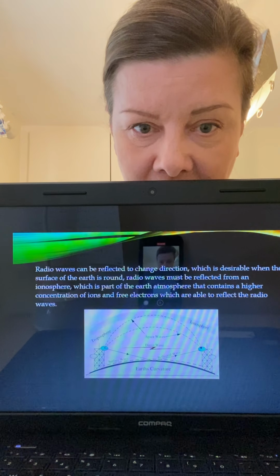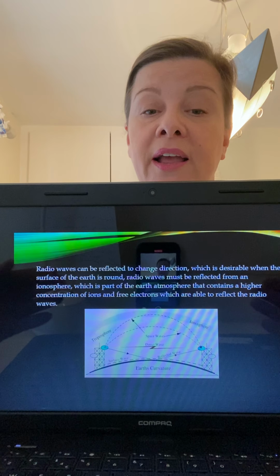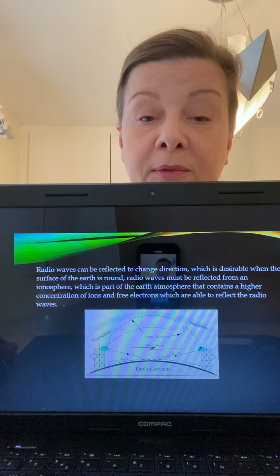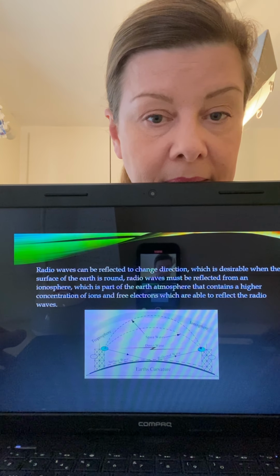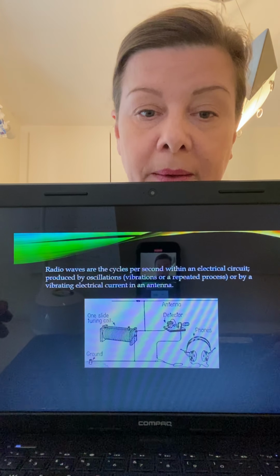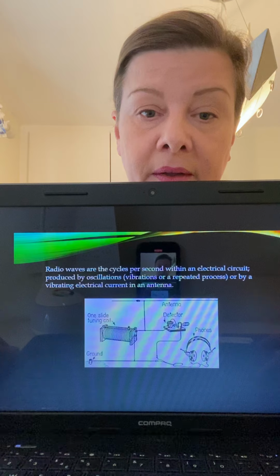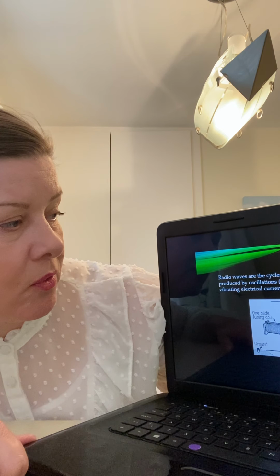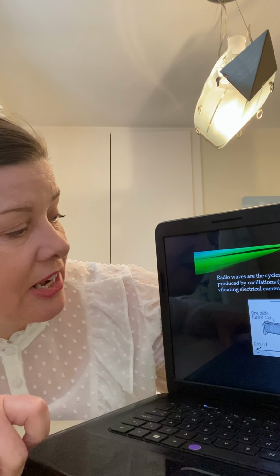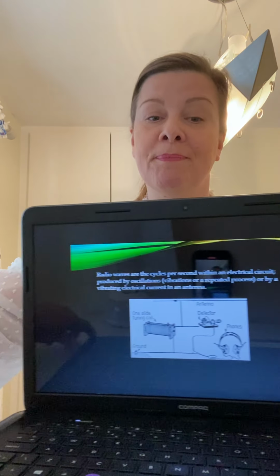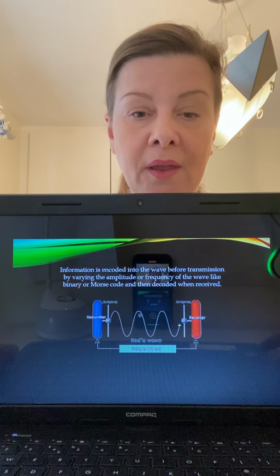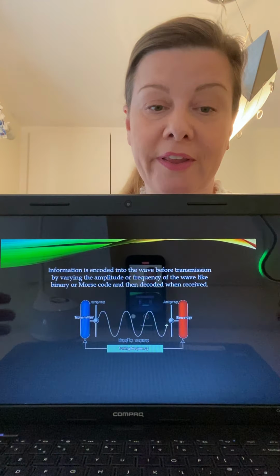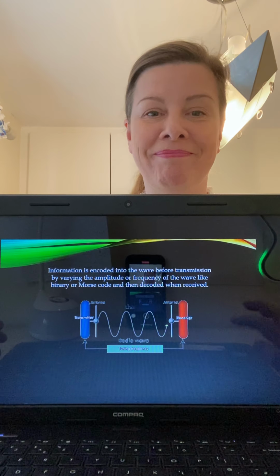We move on to the next one. This is explaining how the radio waves are carried through the ionosphere, transmitting through the molecules in the air. And here we describe how the radio works, by vibrations, a repeated process of vibrating electrical current in an antenna. And here we describe how the information is encoded and received through the radio waves.